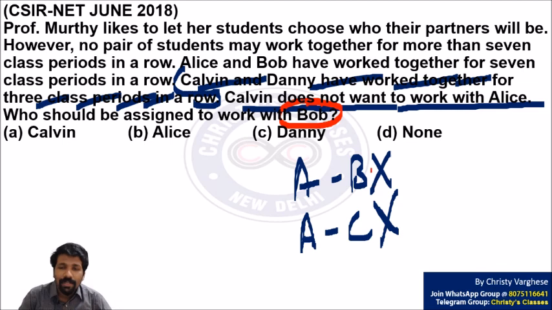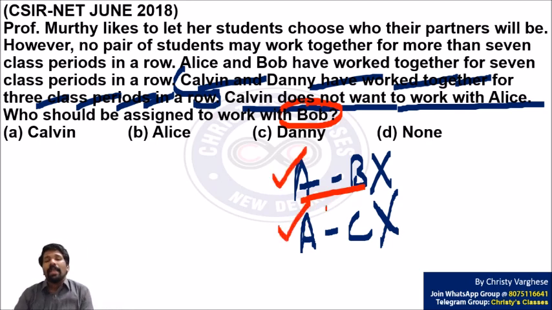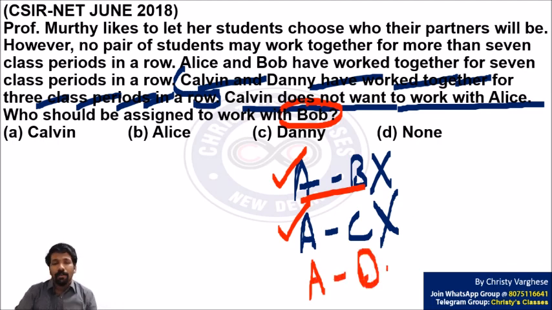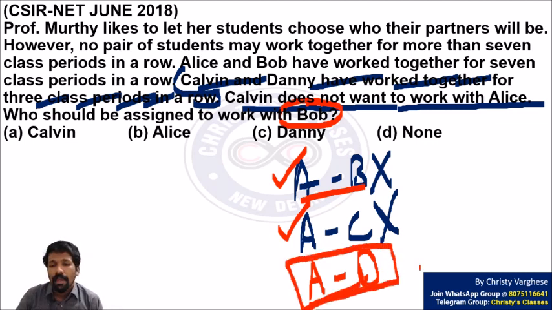Even if the question is asking the partner of Bob, don't start with Bob because for Bob, we only know one information that Alice and Bob cannot be partners. But if you start with Alice, we have 2 information that Alice and Bob cannot be partners, Alice and Calvin cannot be partners. Those 2 are not possible. Alice should be partnered with the remaining 1 person who is Danny, D for Danny. Danny should be partnered with Alice for sure. Alice, Danny should be paired up.